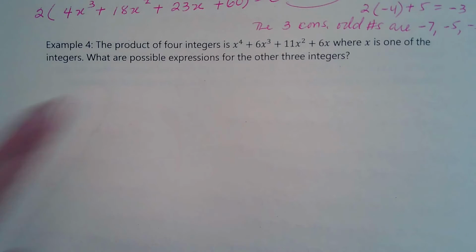Now this is slightly different compared to the previous ones, because they already gave us a polynomial, and then they said there are four integers. They're not consecutive. They're not one after the other. It's just four integers.